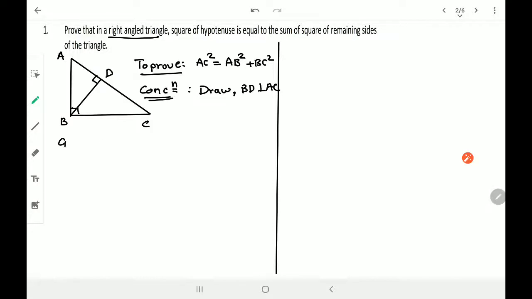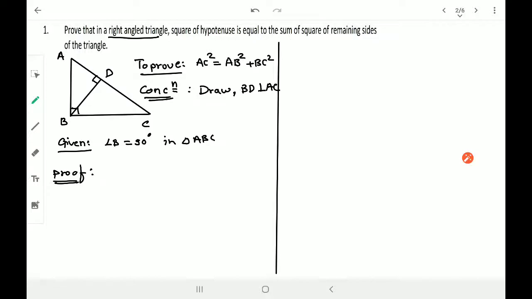What is given here? The given is angle B is equal to 90 degree in triangle ABC. This is given. So we'll start the proof. Proof is not very difficult, it is very simple. Very interesting proof. You remember whenever you see such kind of figure, such kind of triangle, we have used similarity in right angle triangle. So here again we are going to use similarity in right angle triangle.